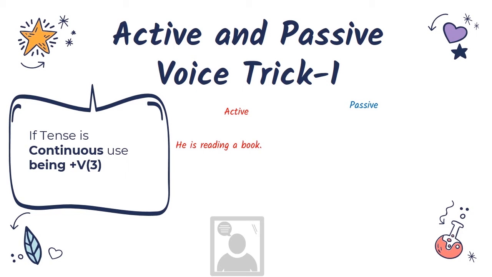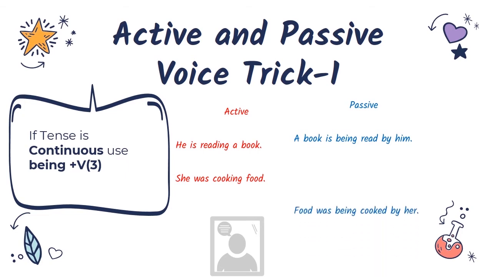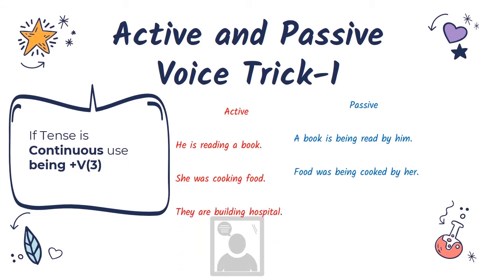Look at this example. He is reading a book. It will be converted like: a book is being read by him. She was cooking food. Food was being cooked by her. They are building hospital. Hospital was being built by them.